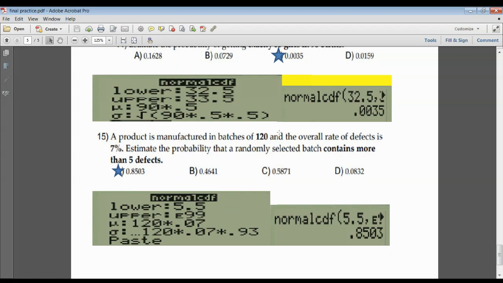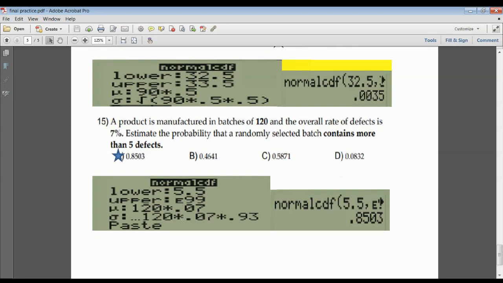A product is manufactured in batches of 120. There's your n value. The defect rate is 7%. The probability of the selected batch containing more than 5. Well, you've got 4.5 and 5.5. You're going to your right. And the question is, do you start at 4.5 or 5.5? It says contains more than 5. Well, more than 5 does not include 5. If I started at 4.5 and went to my right, I'd go right over 5. I would be including it. No, I've got to start at 5.5 and go to my right. So my low is 5.5.